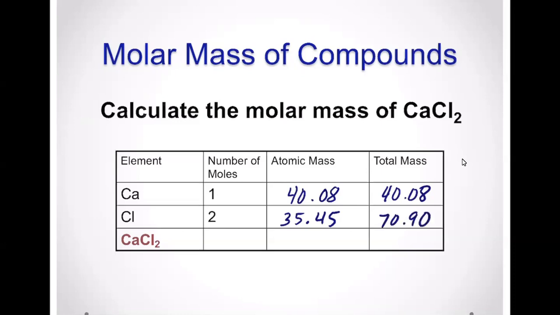You add up the sum of the atomic masses of the elements to get 110.98. And that is the molar mass of calcium chloride. That's in grams per mole. And so 1 mole of calcium chloride would weigh 110.98 grams on a balance.